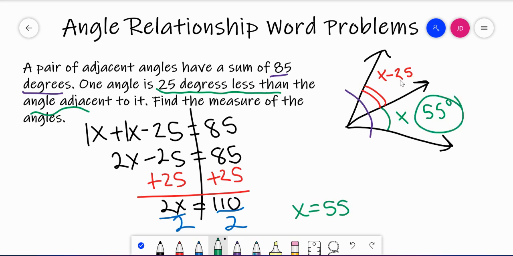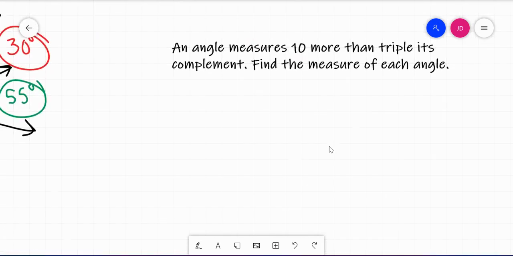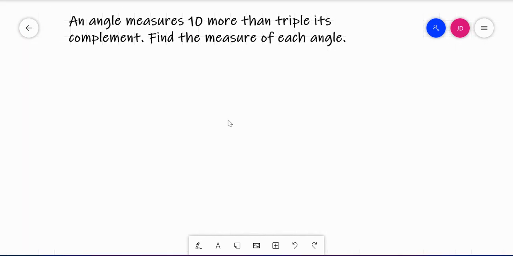Now to find the measure of this angle right here, you have to do 55 minus 25, which is 30 degrees. And then when I add those two numbers together, you get, you guessed it, 85 degrees. So that's a good way to double check your answer at the end. All right, let's look at another one.